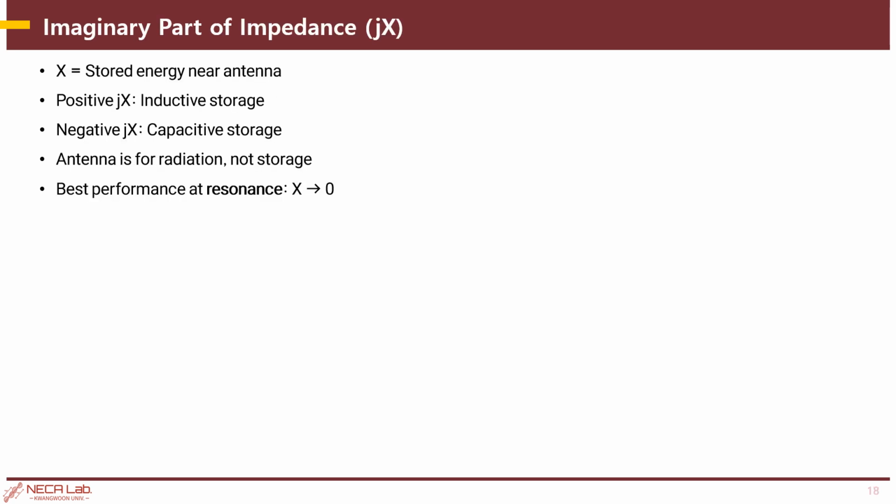Now, the imaginary part of the antenna's input impedance is written as X, and it represents the stored energy near the antenna, not the radiated part. If X is positive, it means inductive storage, and if X is negative, it means capacitive storage. But an antenna's main job is to radiate, not to store energy. So for the best radiation performance, the stored part should be minimized. That happens at resonance, when X equals 0, meaning the reactive part cancels out and the antenna is purely resistive, ideal for efficient radiation.